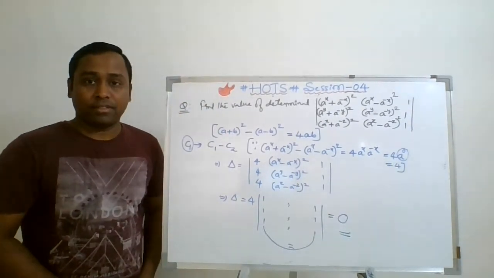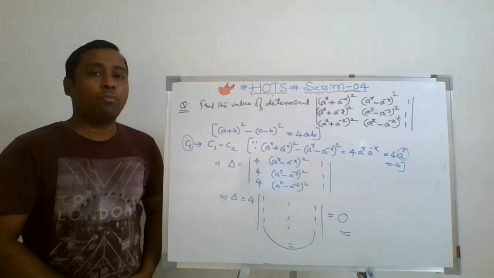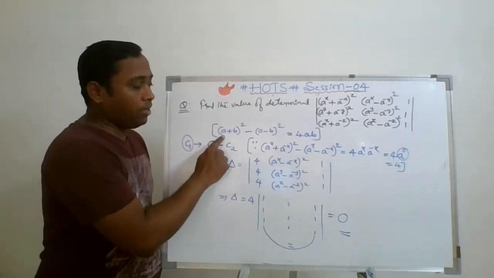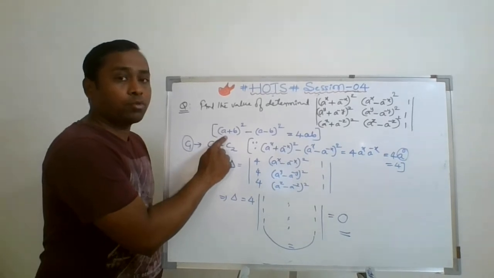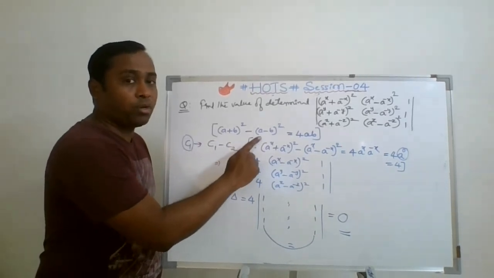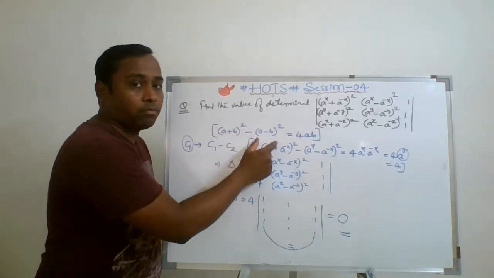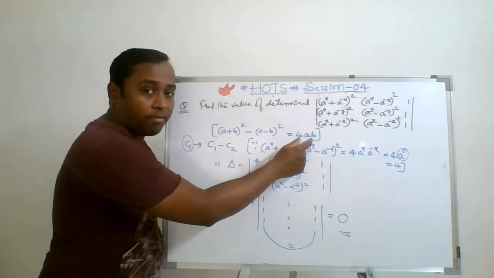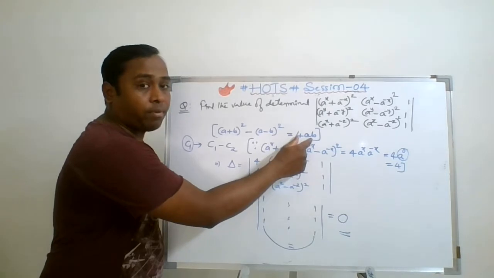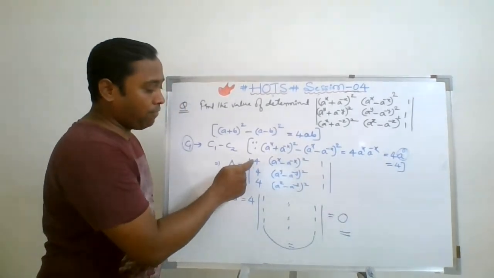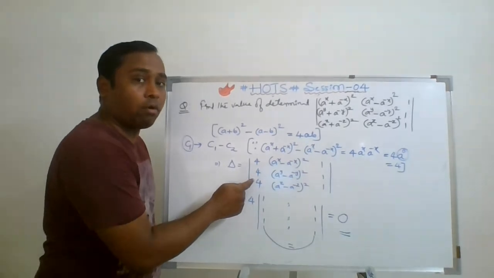How simple it is. Okay, the only clue point of this question is the identity. Which is the identity we are using? (a plus b) whole square minus (a minus b) whole square is equal to 4ab. So column 1 minus column 2 will reduce to 4ab form. When I simplify the 4ab form, I was getting 4 only.